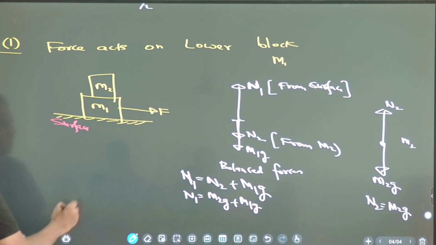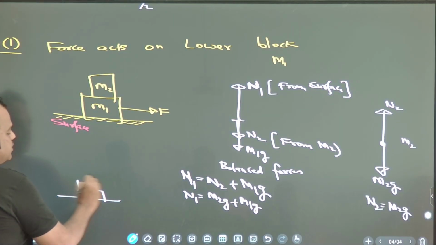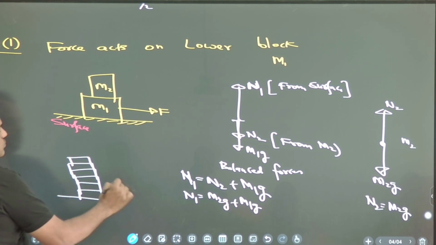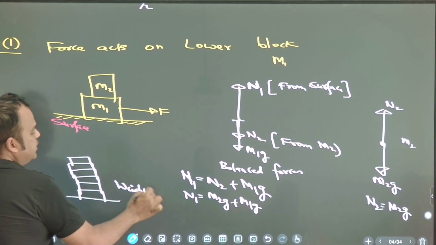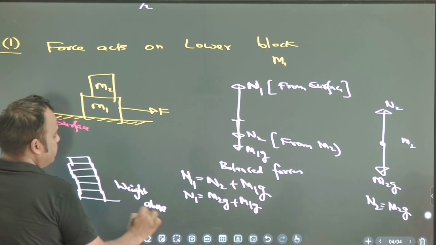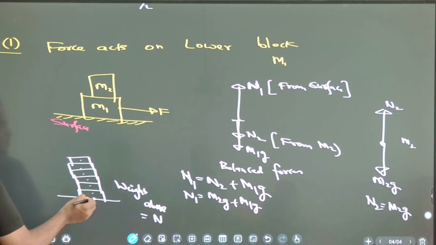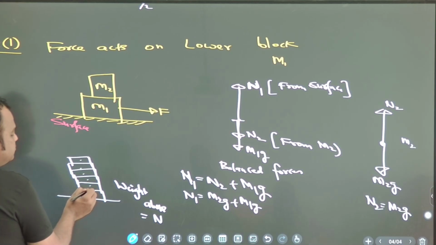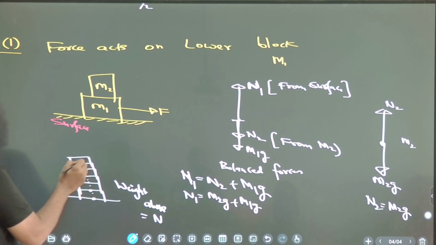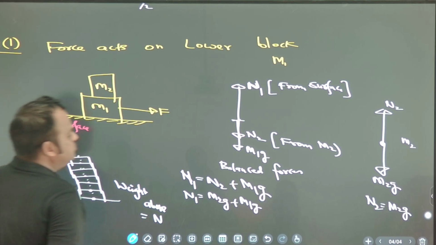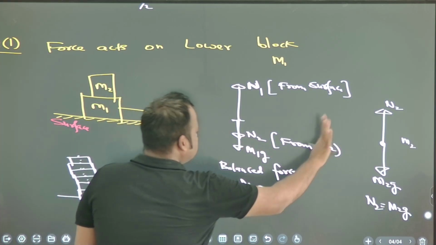So this we have discussed before also. You remember the coin question we have discussed. How much is the weight above? Weight above is equal to normal. Like suppose 1, 2, 3, 4, 5, 6. So what is the normal here? 6 mg. What is the normal here? 5 mg. Here 4 mg, 3 mg, 2 mg. What is the normal here? mg. Here normal? 0. So this we have discussed.